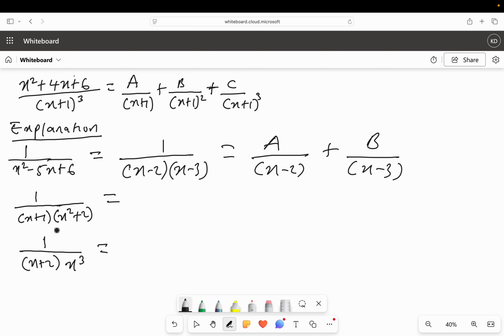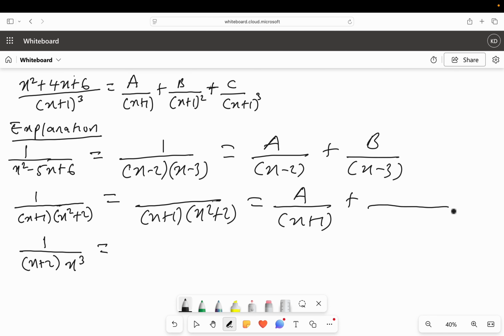If you look at this term, already I have s plus 1 and I have s squared plus 2. This one is already linear and I cannot factorize this using integers. So I have to leave it as it is. So I will have s plus 1, and s squared plus 2. For s plus 1, the highest power is 1, so it means I will have A. And then for the other term, I will have s squared plus 2.